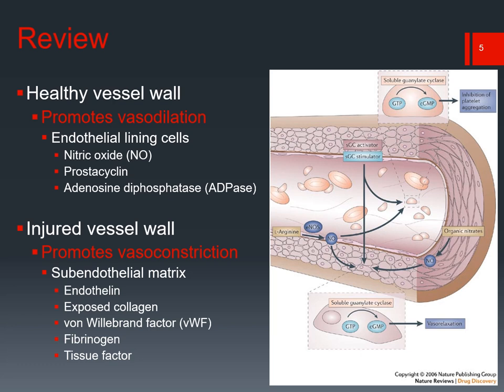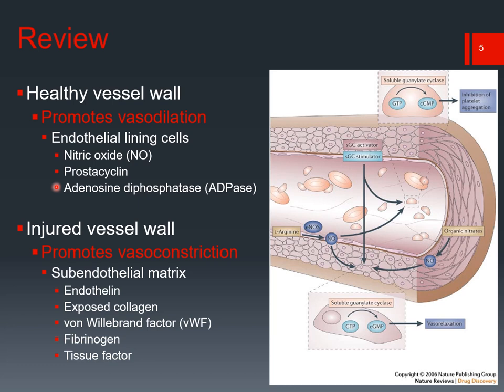However, in an injured blood vessel wall, we have a very opposite goal in mind, and that is to vasoconstrict. To begin with, a healthy vessel wall will promote vasodilation. So we have a number of substances listed here. Released from our endothelial lining cells, we have nitric oxide, which we know is a potent vasodilator. We have prostacyclin, similarly a vasodilator. And we have this adenosine diphosphatase, which is an enzyme breaking down ADP. This enzyme is very responsible for avoiding overactivation of platelets when it's unnecessary. So remember, this is a healthy blood vessel wall.